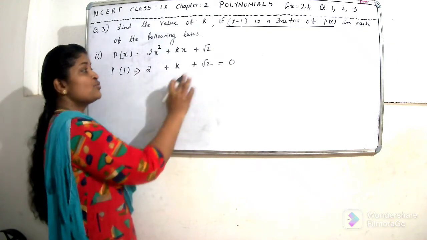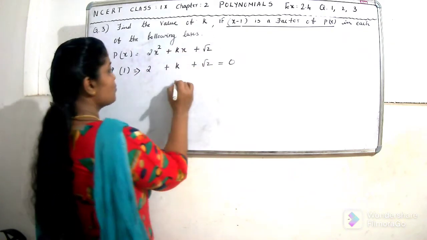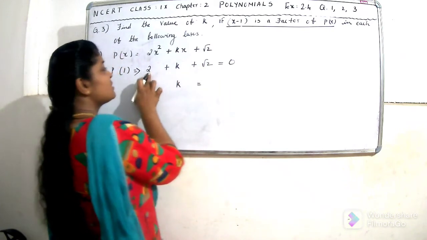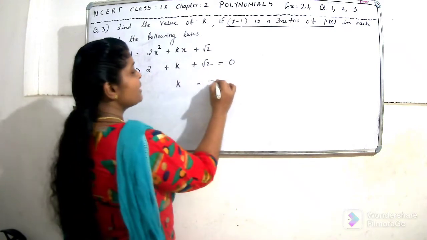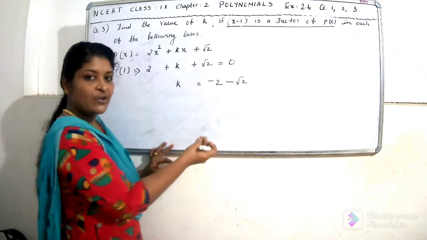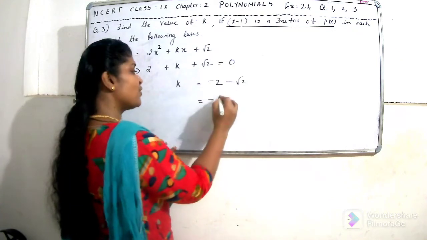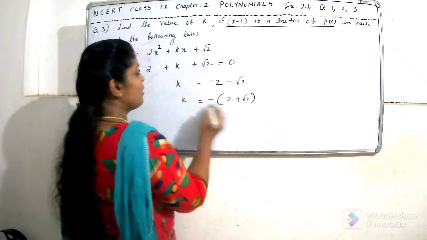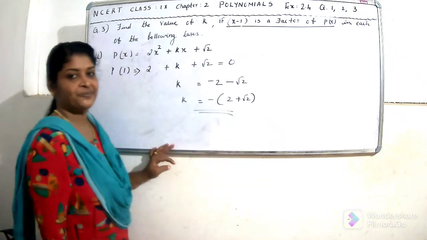Transpose these two terms to the other side. So k is equal to, this is positive 2, on the other side negative 2. This is also negative root 2. Now in both, the negative is common, so we can take the negative outside. So negative of 2 plus root 2 is the value for k.